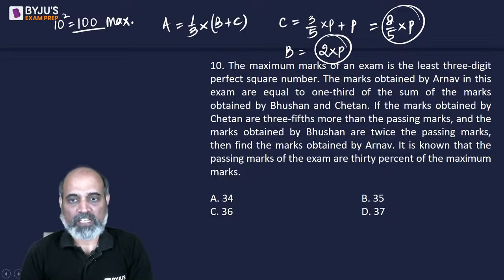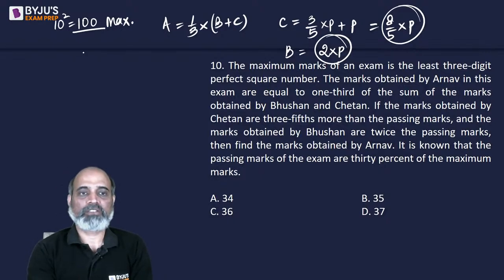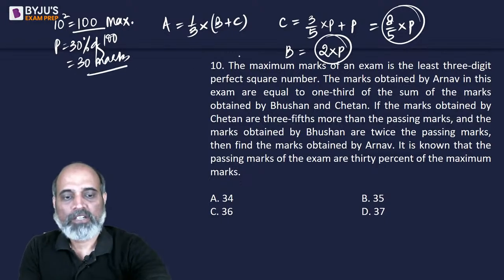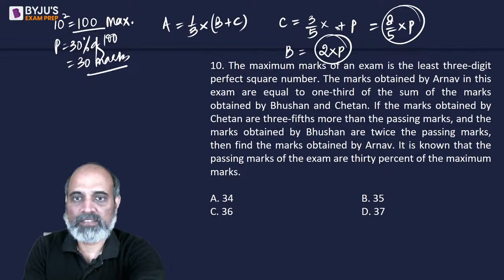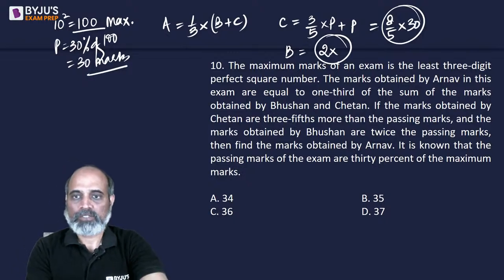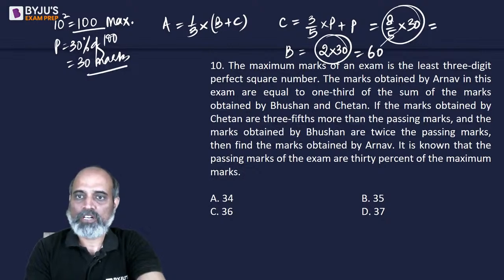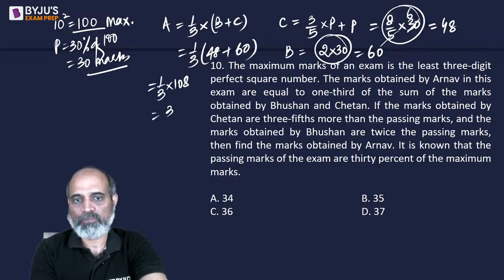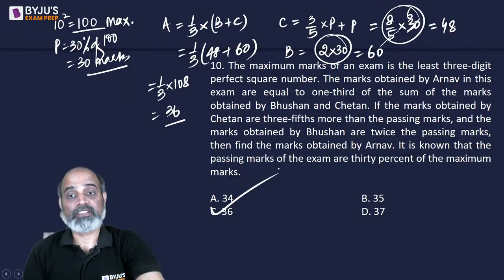It is also known that the passing marks of the exam are 30% of the maximum marks. So passing marks is 30% of maximum marks, which is going to be 30 marks. So we can put that 30 marks here and solve it. 30 and 30. So Bhushan got 60 marks and Chetan got 48 marks. So Arnav got 1/3 of 48 plus 60, which is going to be 1/3 of 108, which is going to be 36. So Arnav got 36 marks.